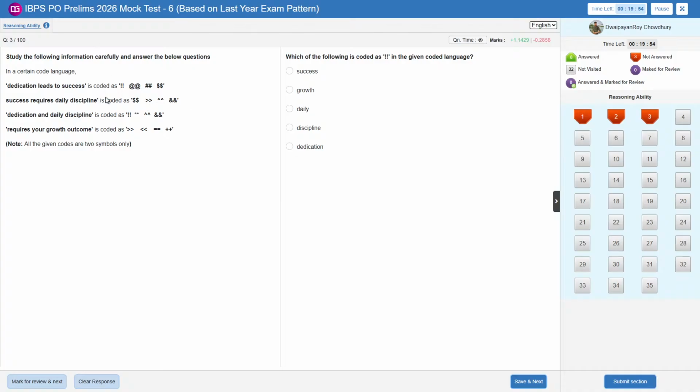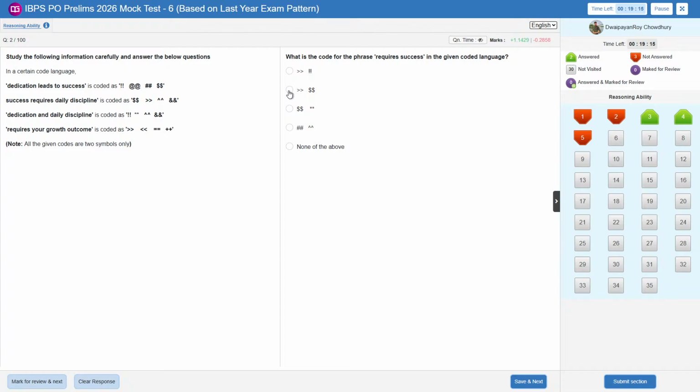Okay. This one is this. Dedication. Okay, that was for dedication. The second one is for this, requires dedication. The code for growth mindset requires is this, and success is where success is at the top. Okay, only at the top.